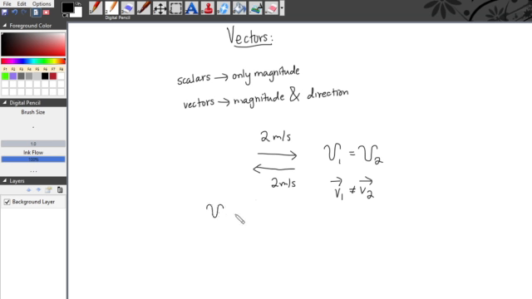So for instance, v sub 1, this first car, would have a velocity of 2 meters per second in the i hat direction, and i hat is a unit vector. I'll get to this later in this video. As opposed to v2, which is negative 2 meters per second in the i hat direction. Or you could say it's 2 meters per second in the negative i hat direction. So as you can see, vectors depend on direction, scalars do not.